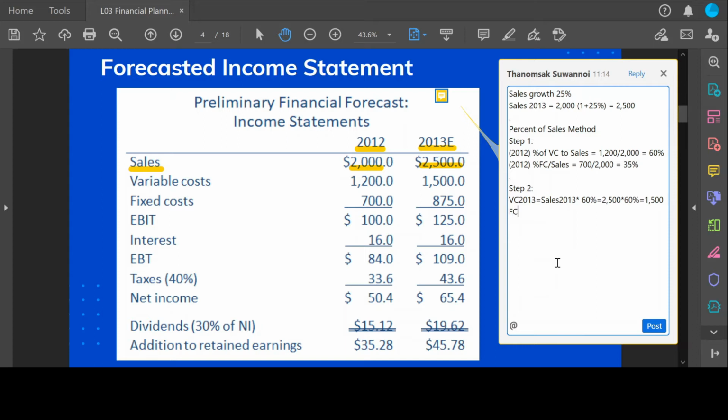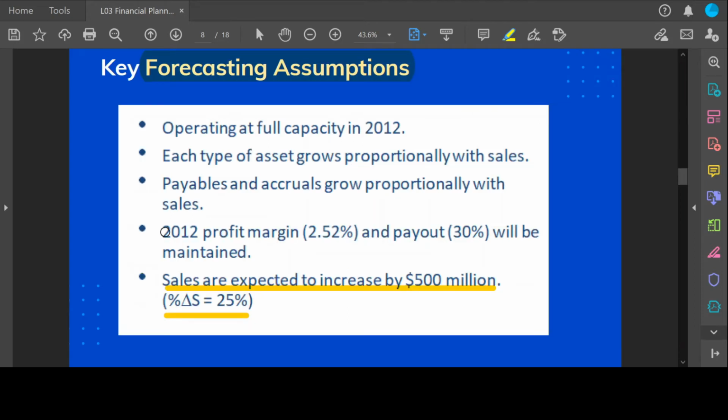Next, we're going to calculate fixed cost in 2013. And from the relationship identified based on step number 1, we know that fixed cost is 35% of sales. As a result, forecasted fixed cost in 2013 is equal to $875. Notice that in our key forecasting assumption, we assume that the 2012 profit margins will be maintained, which suggests that the cost structures of the firm in 2012 and 2013 will be the same.